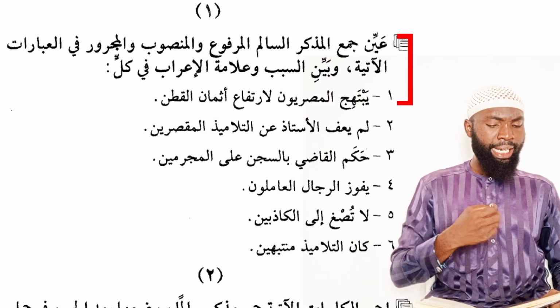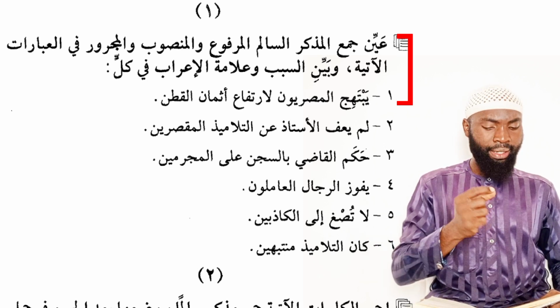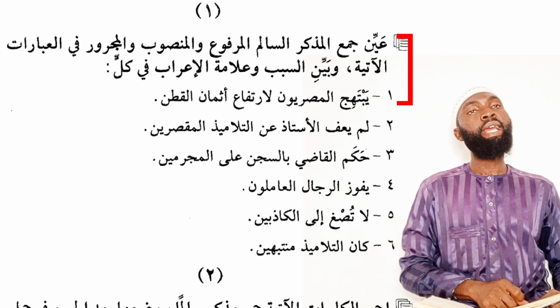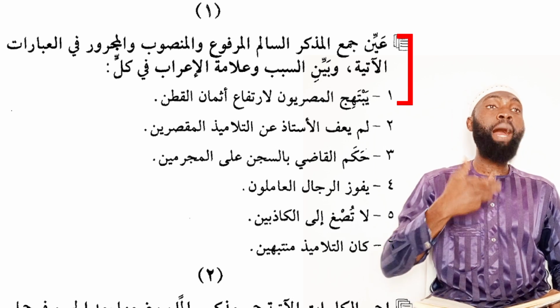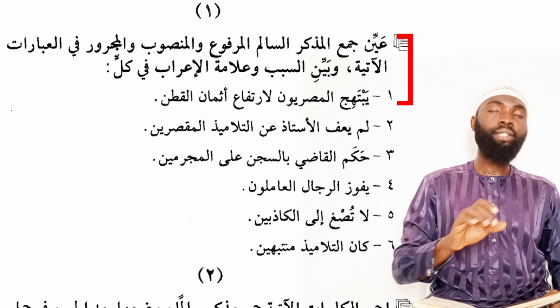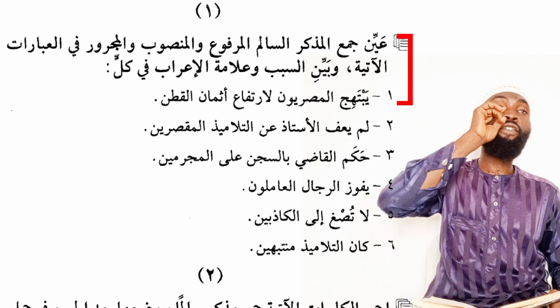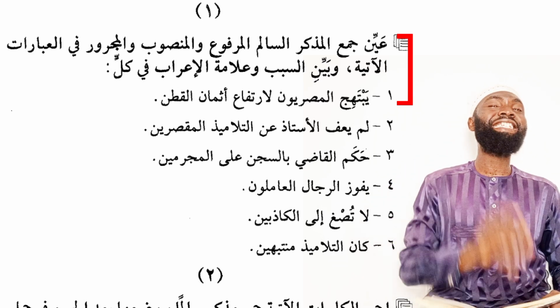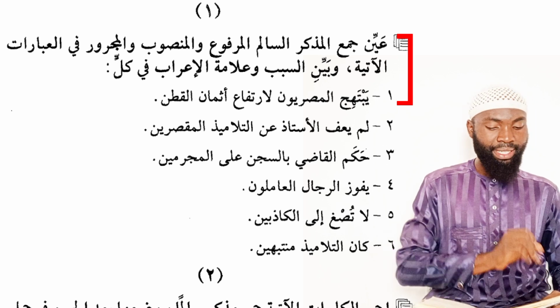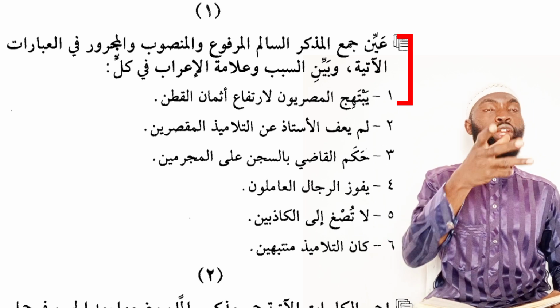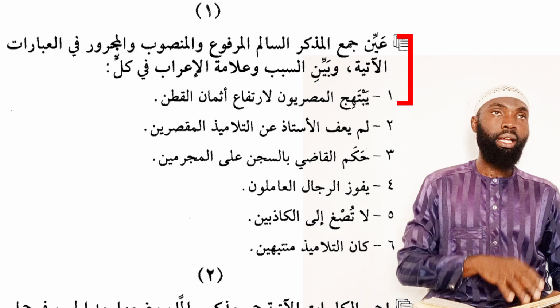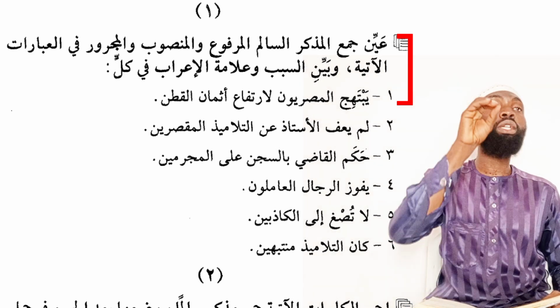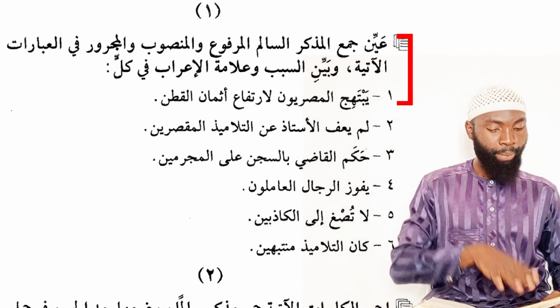Number one, I will say: yabtahij al-misriyuna li-irtifa'i athmani al-qutn. The Egyptians are happy, they are joyous because of the increase in the price of cotton. So you can see the word al-misriyuna here is jam'ul mudhakkar as-salim, and this is coming as marfu'. How do we know? Because of the wa. The wa is a sign of i'rab here.